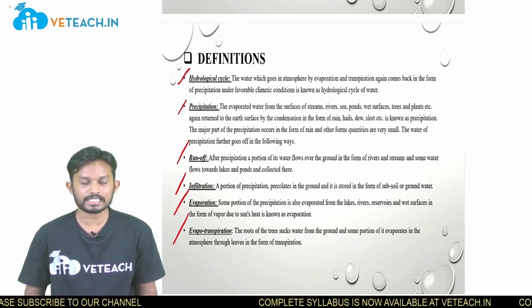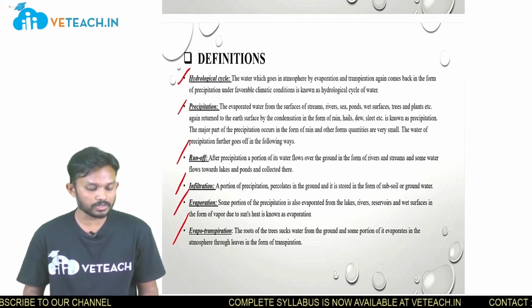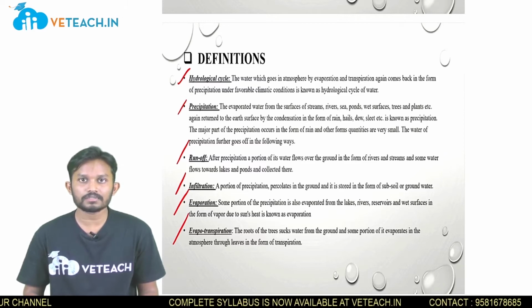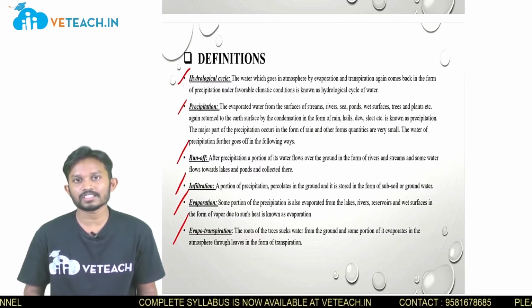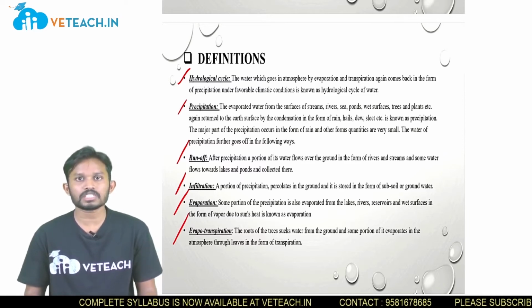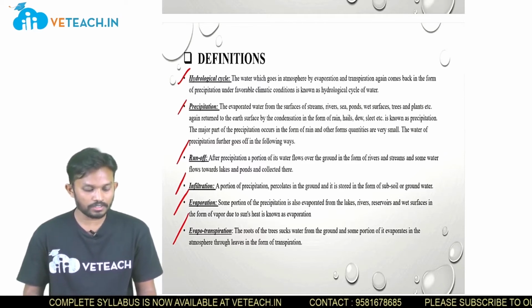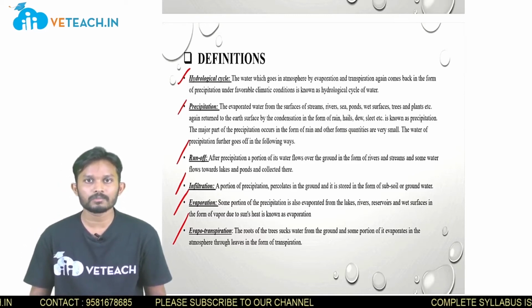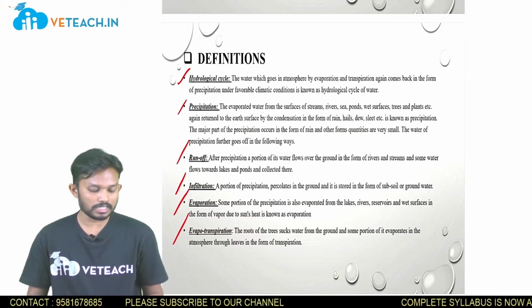It continues as a cycle. Looking at the terms one by one, first is precipitation. The evaporated water from the Earth's surface goes to the atmosphere and returns back to the Earth's surface. This process is known as precipitation, and it happens by condensation. And runoff: after precipitation happens, the water returned to the Earth's surface is known as runoff.